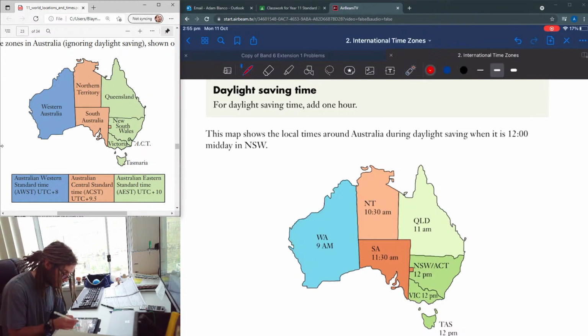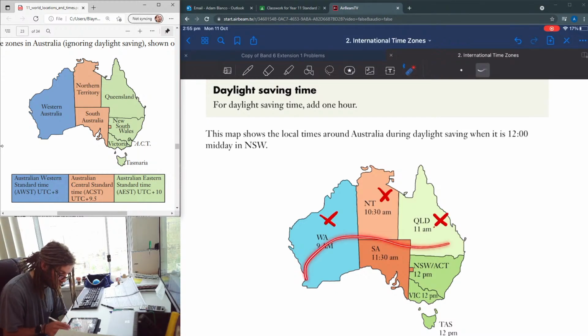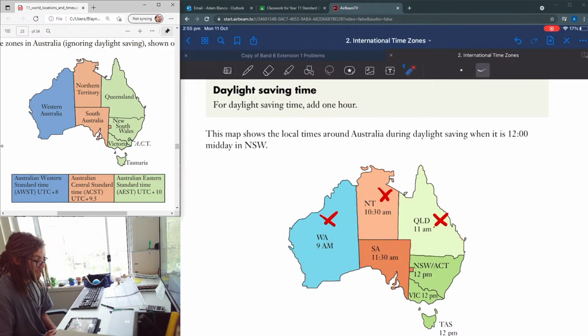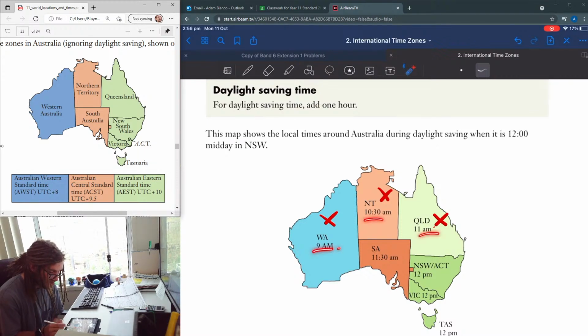So I'll put X's on them. It's this one, and this one. Think of it as the northernmost states. They don't participate in daylight saving. So the advice I'm going to give in questions that take daylight saving into consideration is this: work it out as if daylight savings is not a thing. Then if you have to deal with one of these three states, make the adjustment.